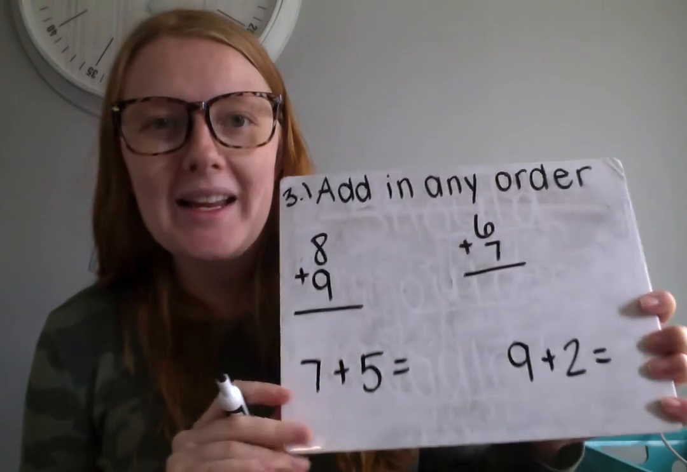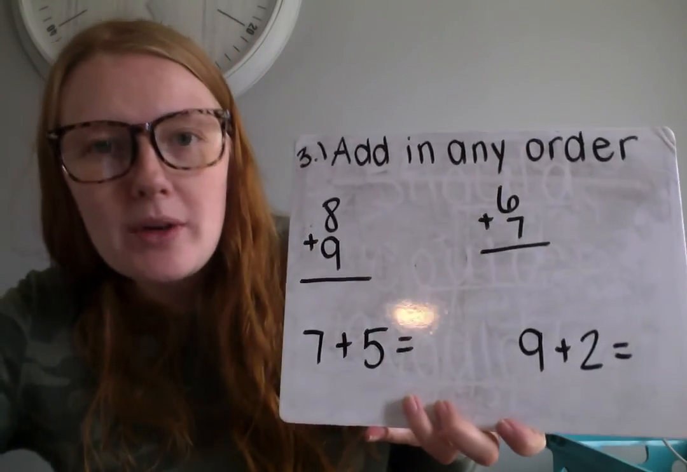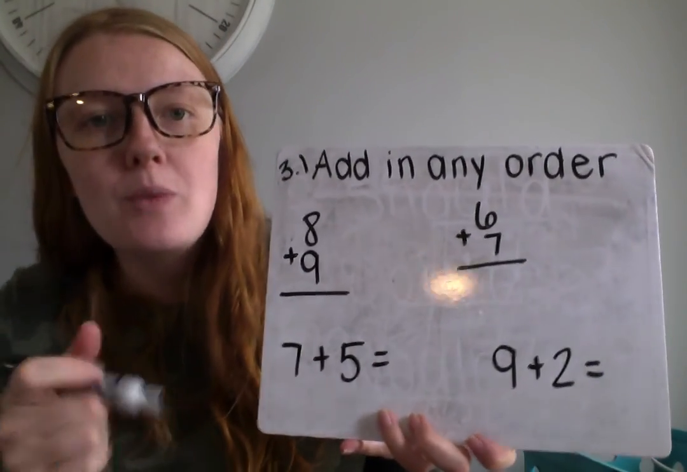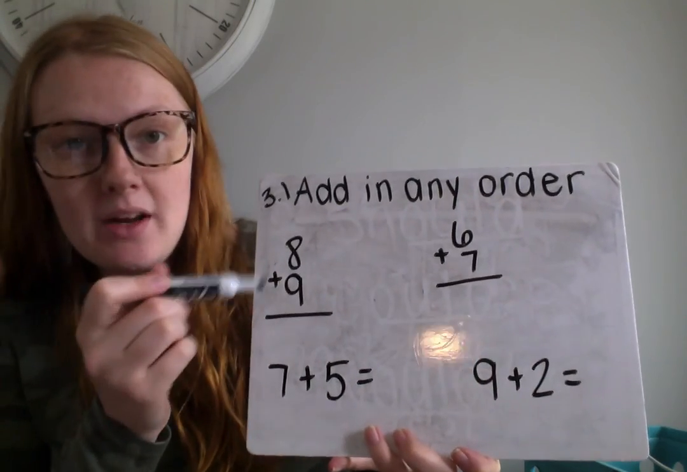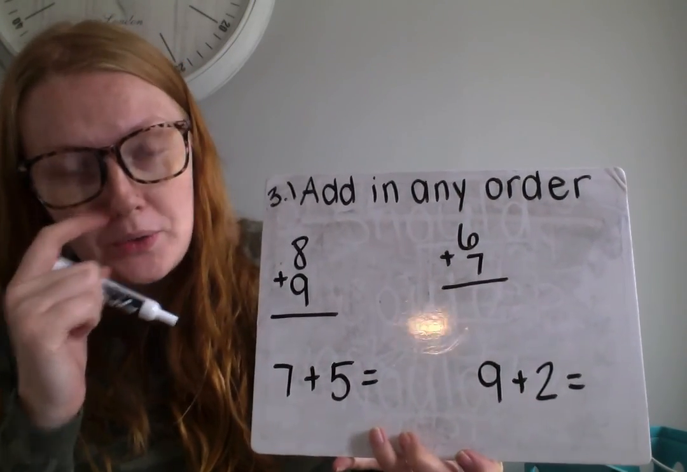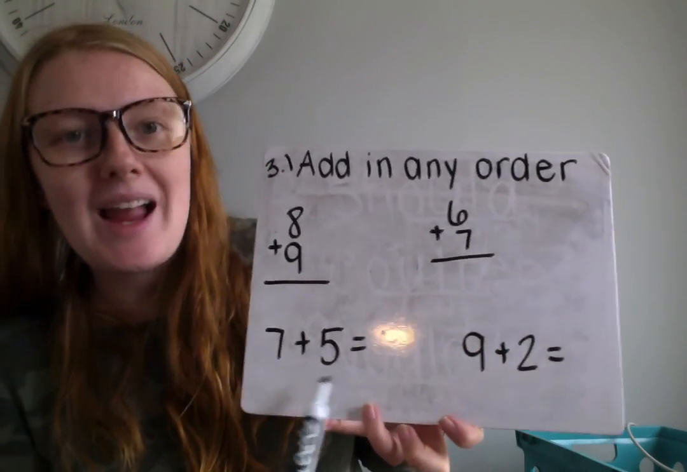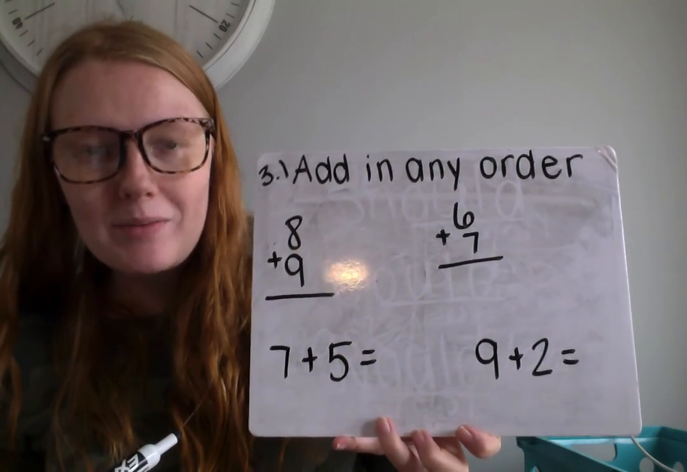Now this goes along with the Think Central Lesson 3.1. So if you did not do that on Monday, today would be a good day to do it. So we're going to work on adding in any order. Now we know you can show addition sentences in two ways. You can have it vertically, which means up and down, or you can have it horizontally, which means side to side. And either way, it means the same thing.